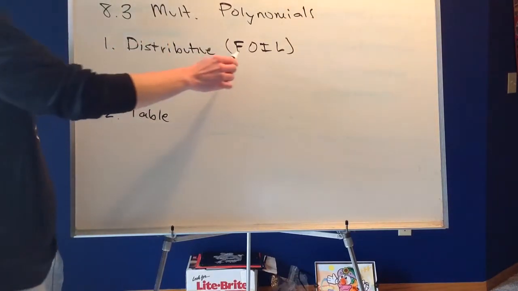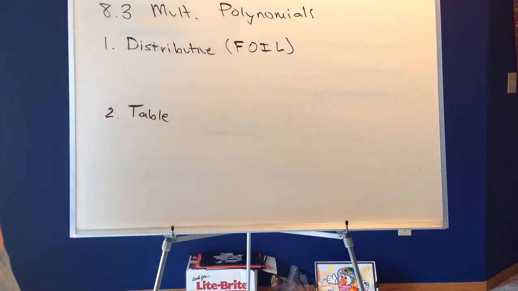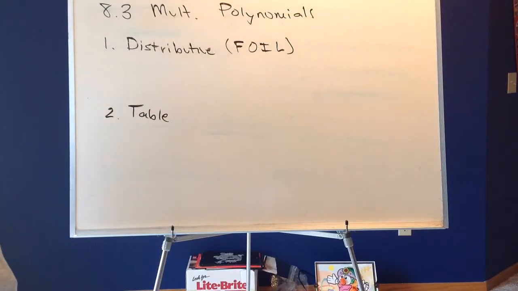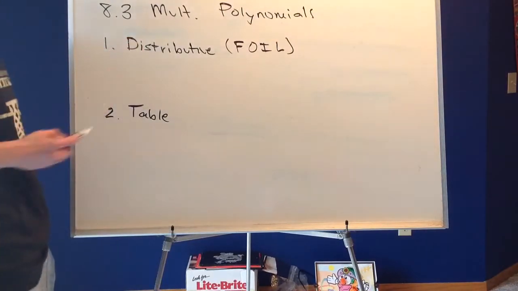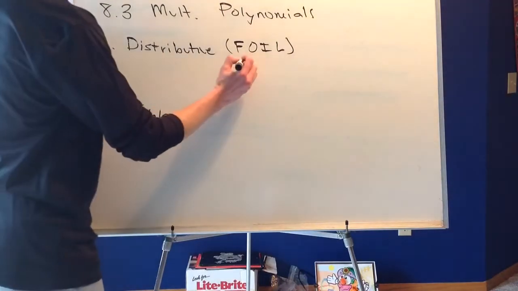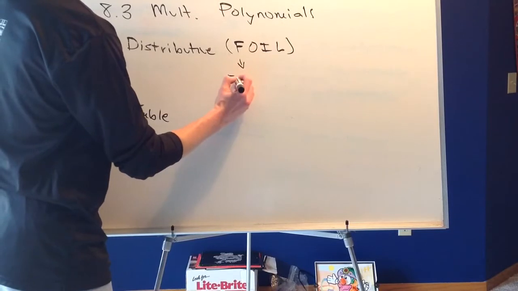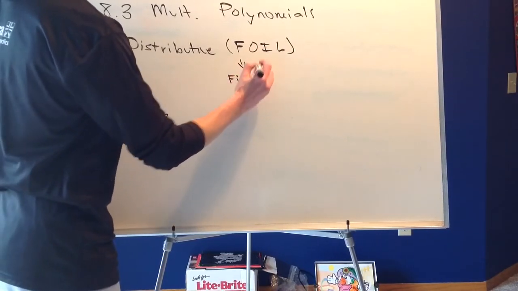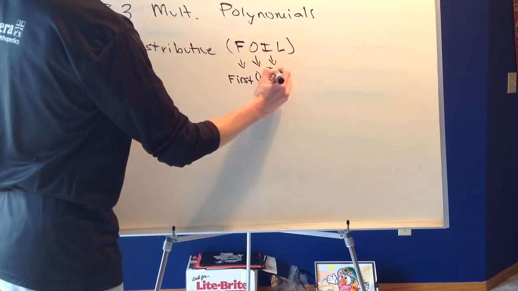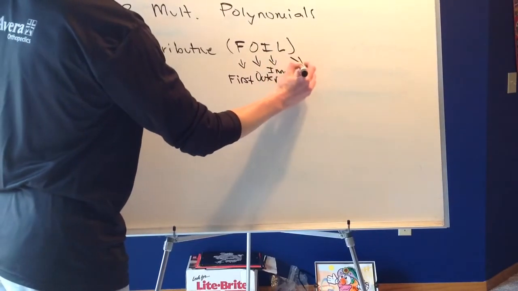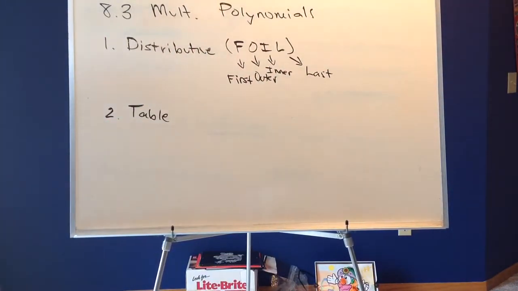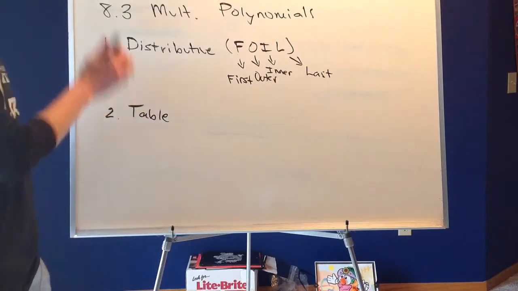You will sometimes see the acronym FOIL with that one. But FOIL only works if you have a binomial with a binomial, so I actually don't prefer that one. I prefer we use distributive. But for the sake of knowing what FOIL stands for, it means that you would multiply the first terms, the outer terms, the inner terms, and the last terms, which is basically what you do when you distribute, so it is the same thing. The other method we have is the table method.